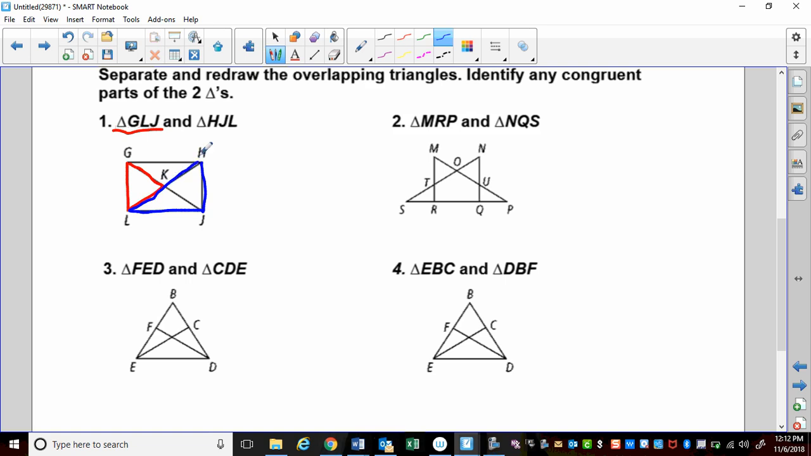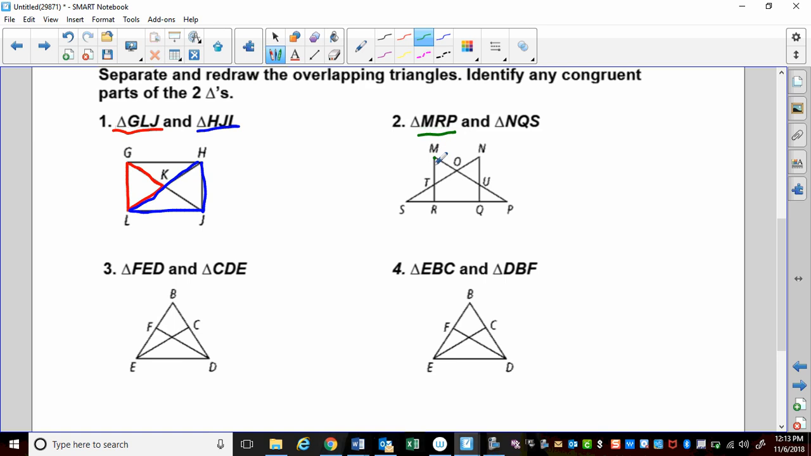Do we have any congruent parts? Nothing is completely overlapping, right? This little tiny side is not the whole side of blue. So these are not going to be overlapping or congruent triangles. I don't see anything that's congruent. Let's try this one.